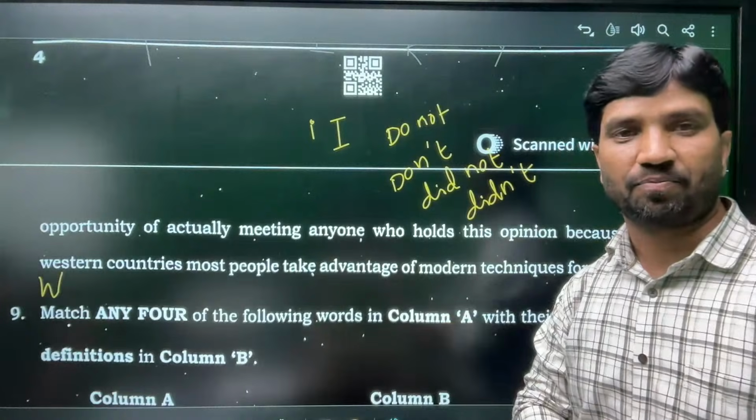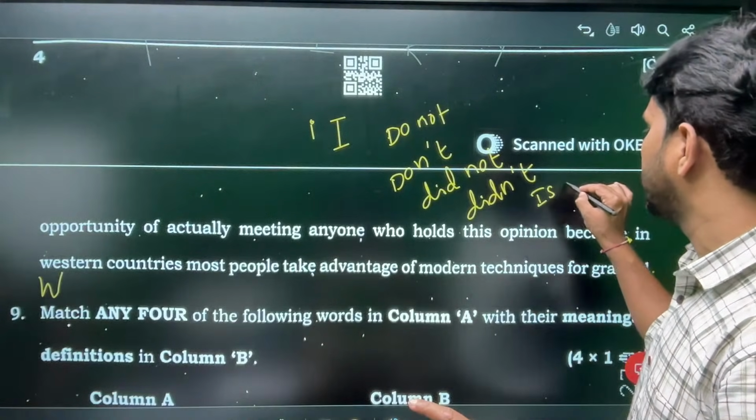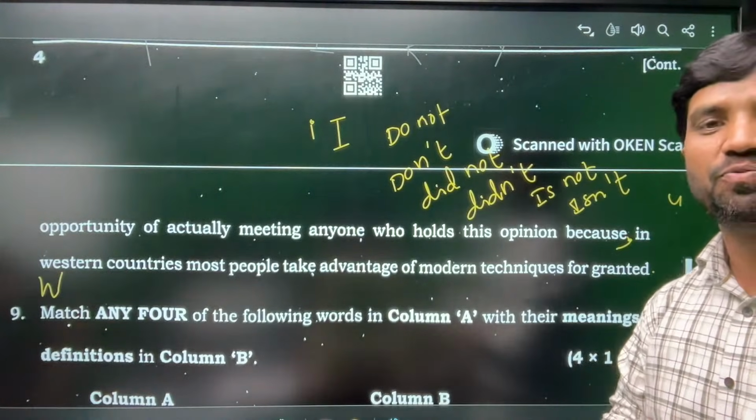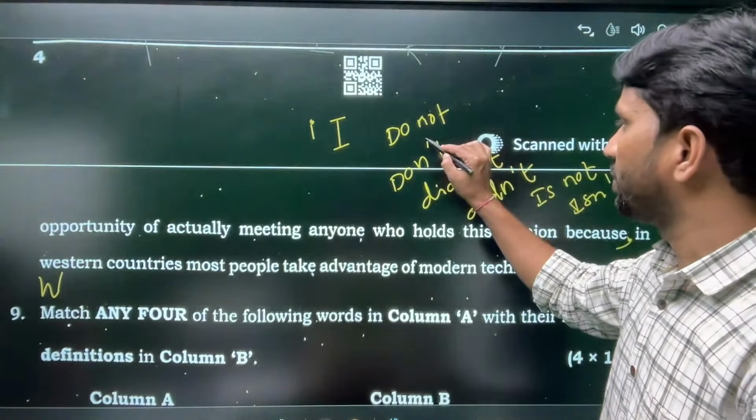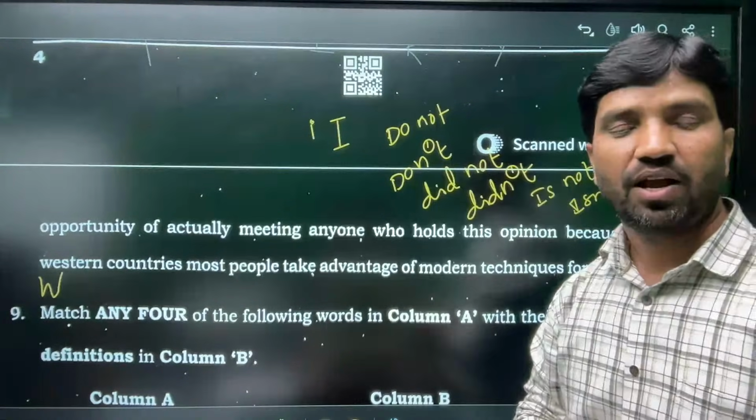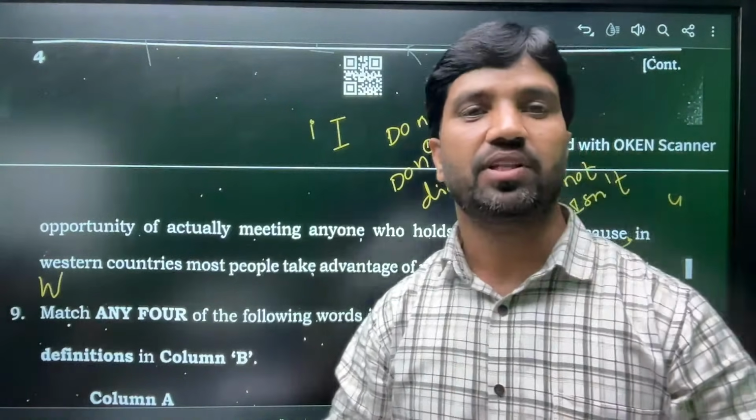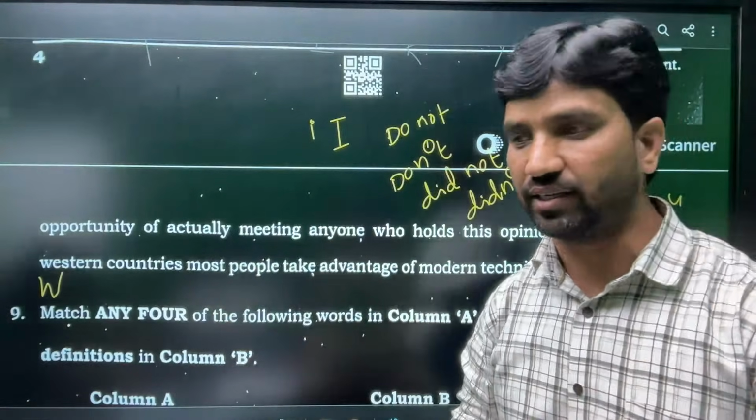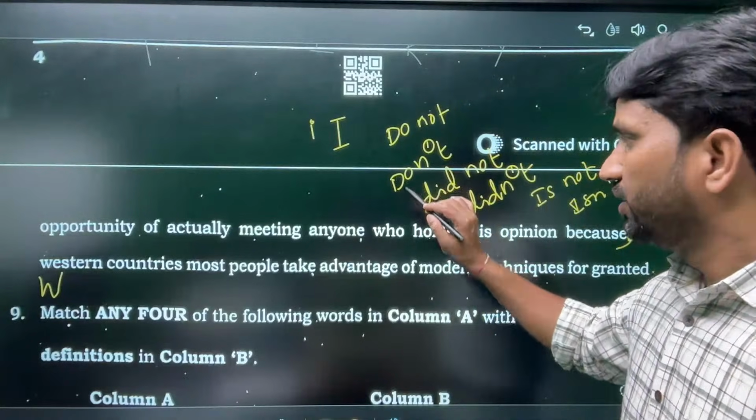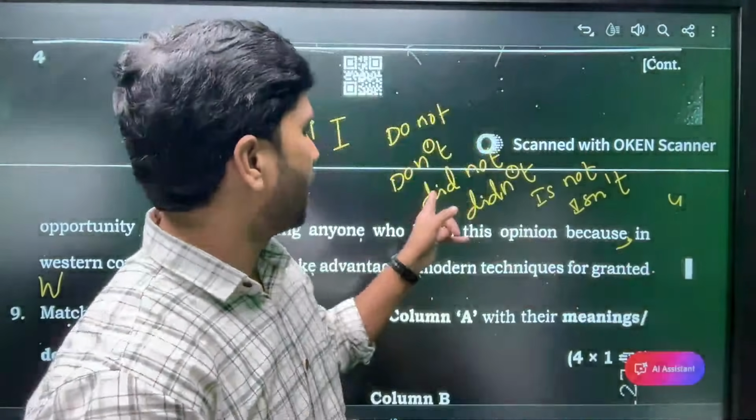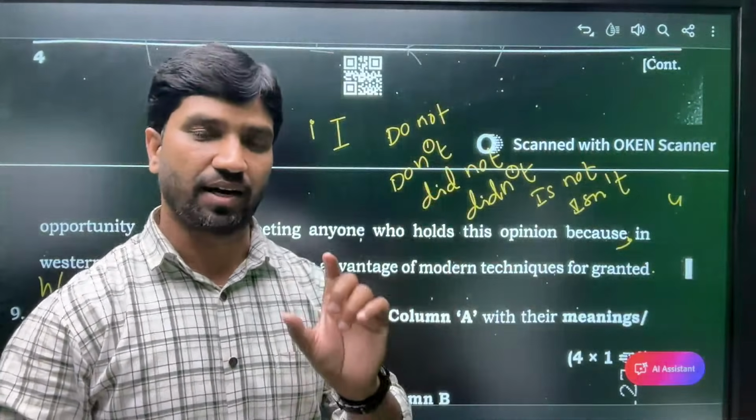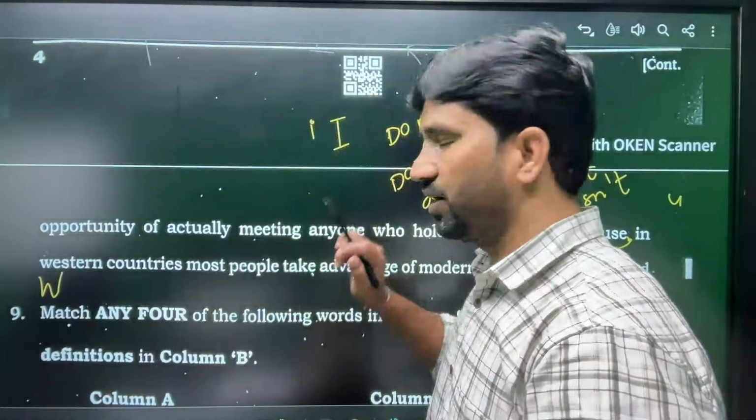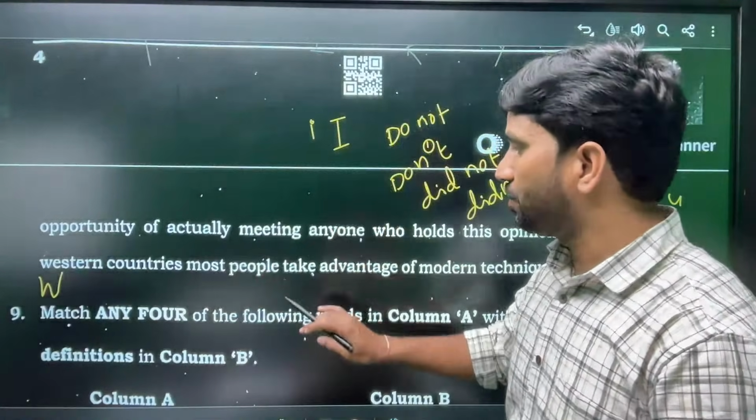Find this type of words. For example, is plus not, isn't. If you find this type of words, then go with the apostrophe for that. When a helping verb comes along with a negative like not, we minimize the word and use the apostrophe to write it. Is it clear? Find the proper nouns and this type of words, so that you will definitely get at least 2 to 3 marks easily even if you don't know anything about it. So this is called punctuation.